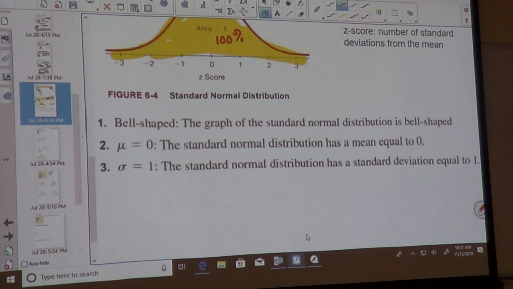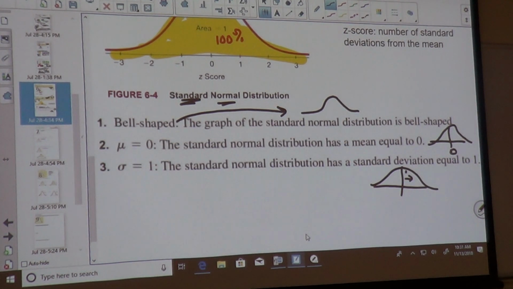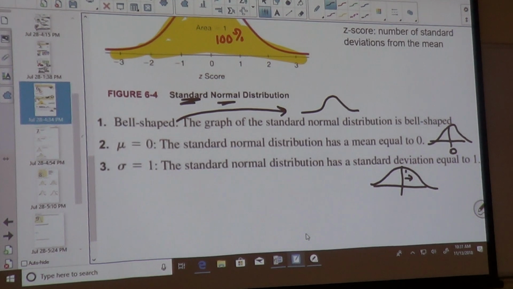So this is saying if it's a standard, it's going to be bell-shaped. The mean is going to be 0, and the standard deviation is going to be 1. So in order to be standard, it has to be bell-shaped with a mean of 0 and a standard deviation of 1.